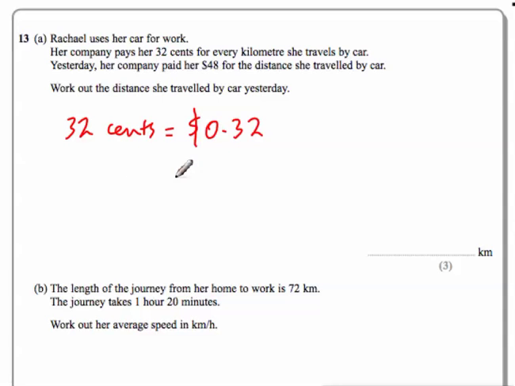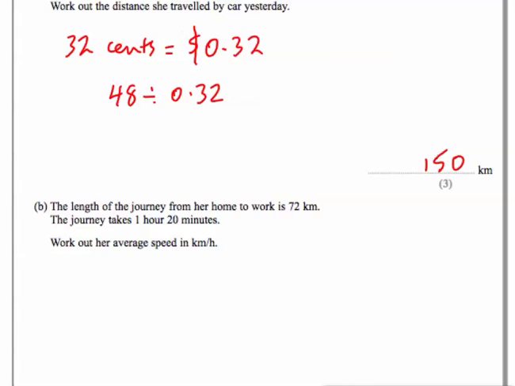So now, if we find out how many of these go into this, then that should tell us how many kilometres, because this is how much she's paid for every kilometre. So if we find out how many of those go into $48, then that should tell us how many kilometres, shouldn't it? So I'm going to do 48 divided by 0.32. Okay, and that gives me 150. So she's going 150 kilometres. Okay. Now we come on to the next bit.